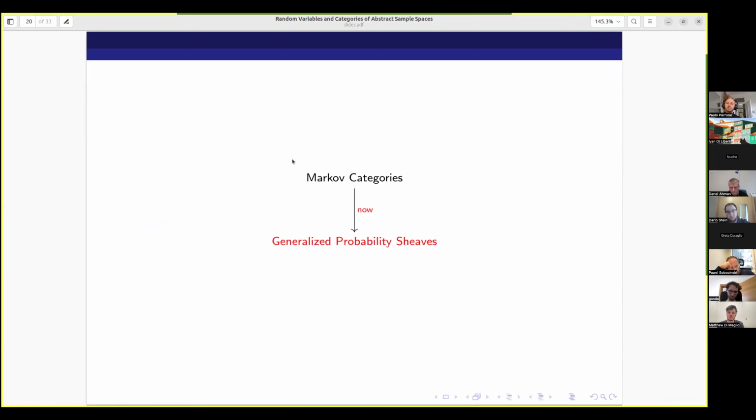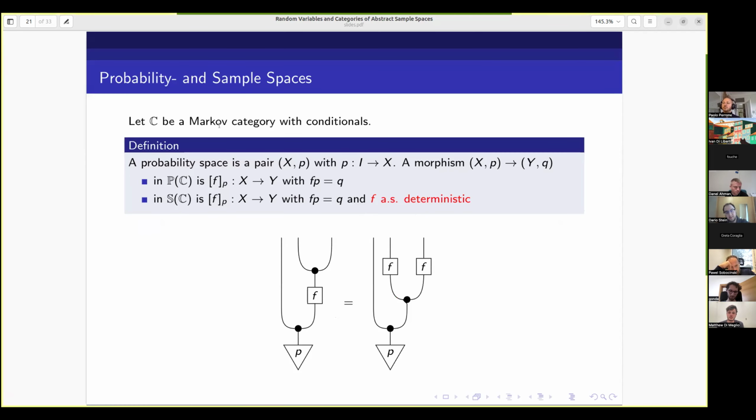Now we can use it to replicate the story of probability spaces and sheaves over this Markov category. If C is the Markov category and we assume it has conditionals, then I define a probability space as a pair of an object X and a distribution, or a state, P on it. What's a morphism between (X, P) and (Y, Q)? There are two different flavors. The first category, which I would call the probability spaces, has as morphisms a P-almost-sure equivalence class of morphisms X to Y, which takes P to Q.